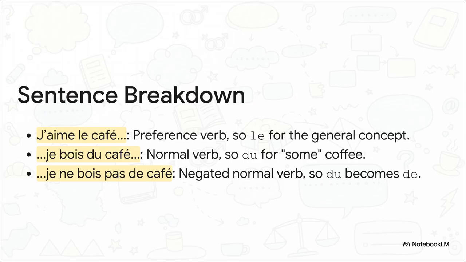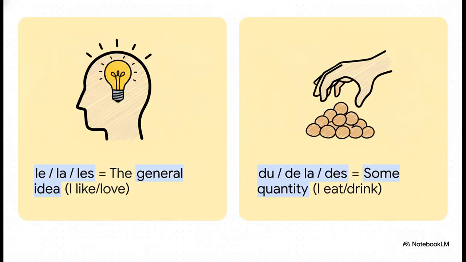That's a preference verb, aimer, so we're talking about the idea of coffee. That gets a le. Then we have je bois du café. Boire is a normal verb of action, so we're having some coffee. That gets a du. And to finish it off, je ne bois pas de café. Same normal verb, but now it's negative, so du switches to de. It all just works.